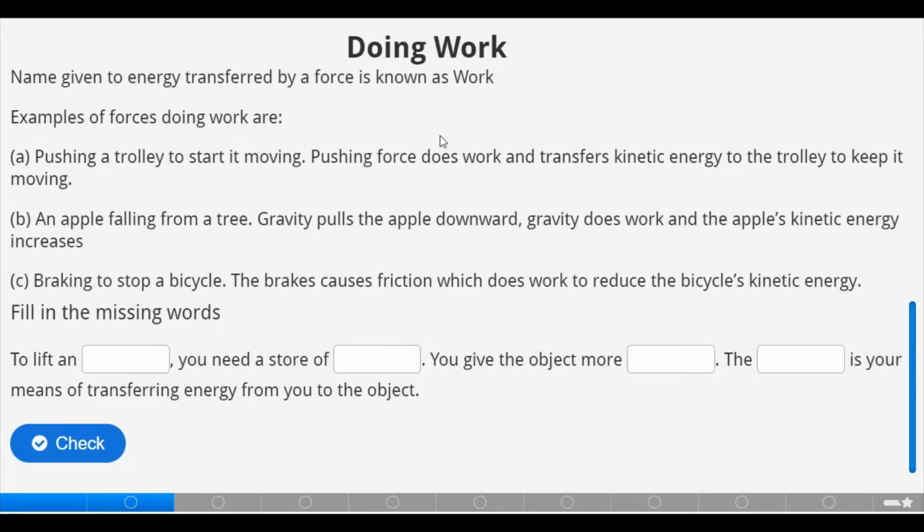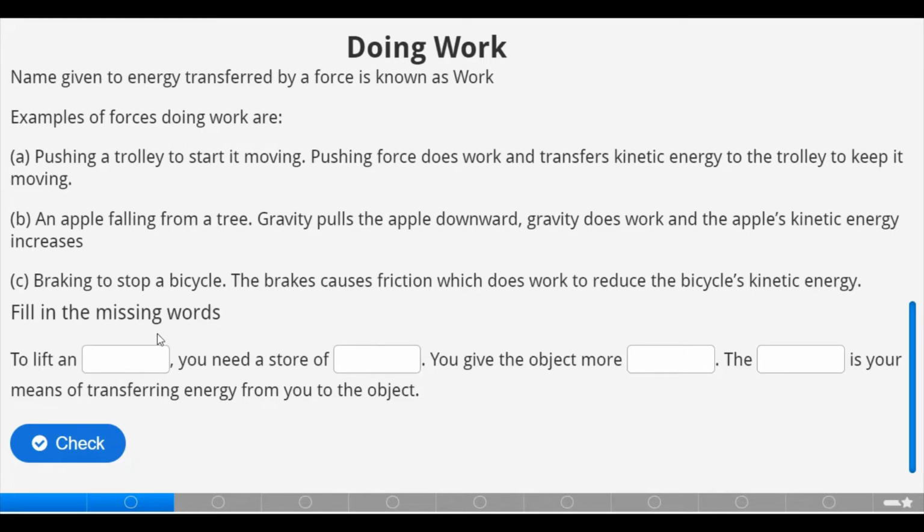B. An apple falling from a tree. Gravity pulls the apple downward. Gravity does work and the apple's kinetic energy increases. C. Braking to stop a bicycle. The brakes cause friction, which does work to reduce the bicycle's kinetic energy. So, with that, let's do this activity to fill in the missing words.